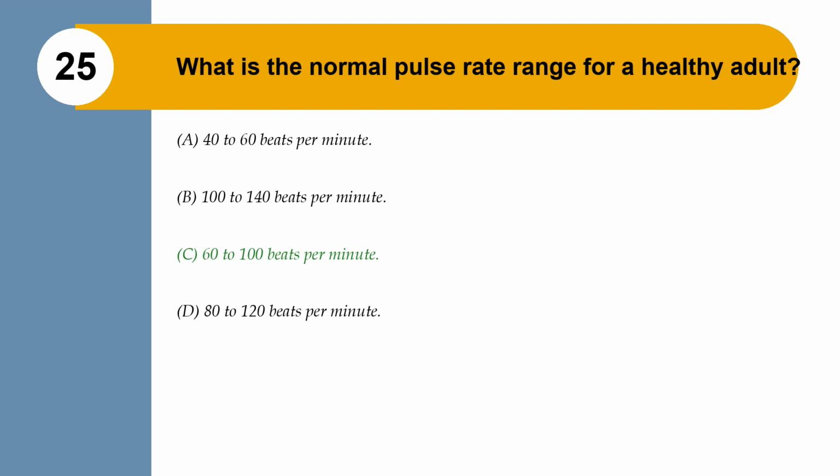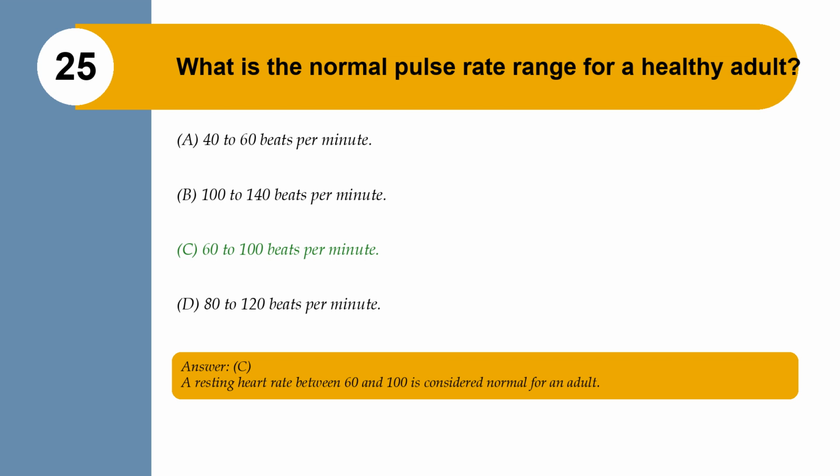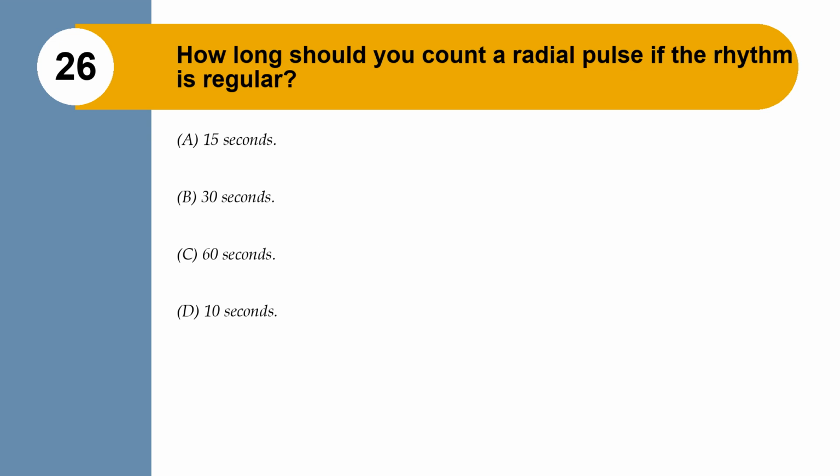The correct answer is option C, 60 to 100 beats per minute. Explanation. A resting heart rate between 60 and 100 is considered normal for an adult. Question 26. How long should you count a radial pulse if the rhythm is regular?